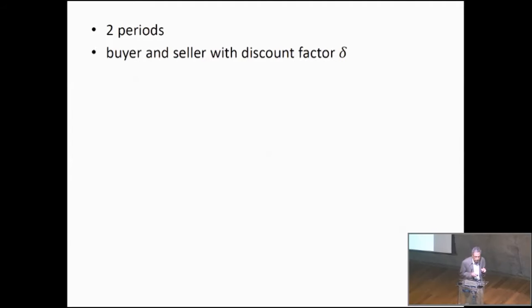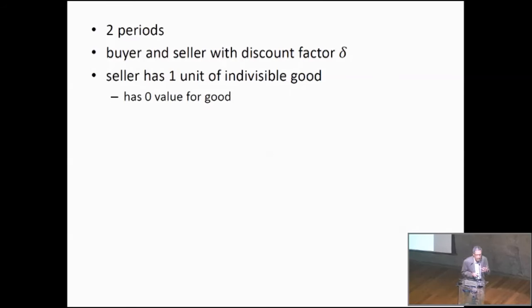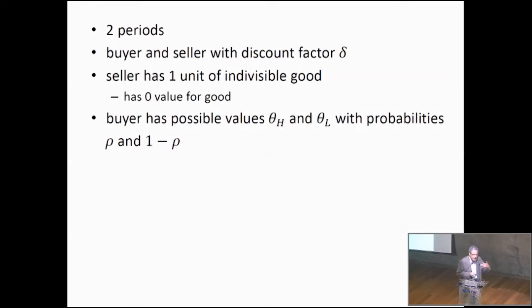It's a two-period game. There are two players. There's a buyer and there's a seller. And they discount the second period with discount factor delta. The seller has a single indivisible unit of a good for sale, and the seller places no value on this good himself. He just wants to get the maximum possible price for it. The buyer has two possible values, a high value and a low value. And the probability of the high value, theta h, is rho. Probability of the low value is 1 minus rho.